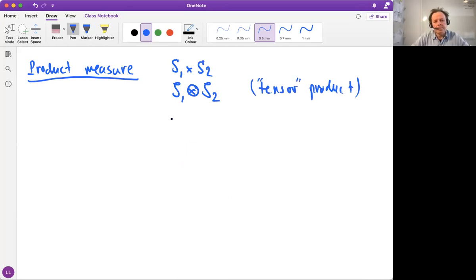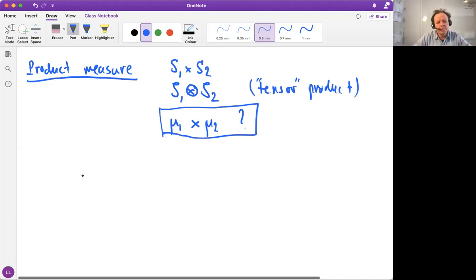And then what if you have a measure mu1 on this sigma algebra, and a measure mu2 on that sigma algebra? What would be the product measure then? How would you define that? Maybe I don't write any circle here because there's no confusion about what the product means. We need to define a product in some natural way, and the question is how.